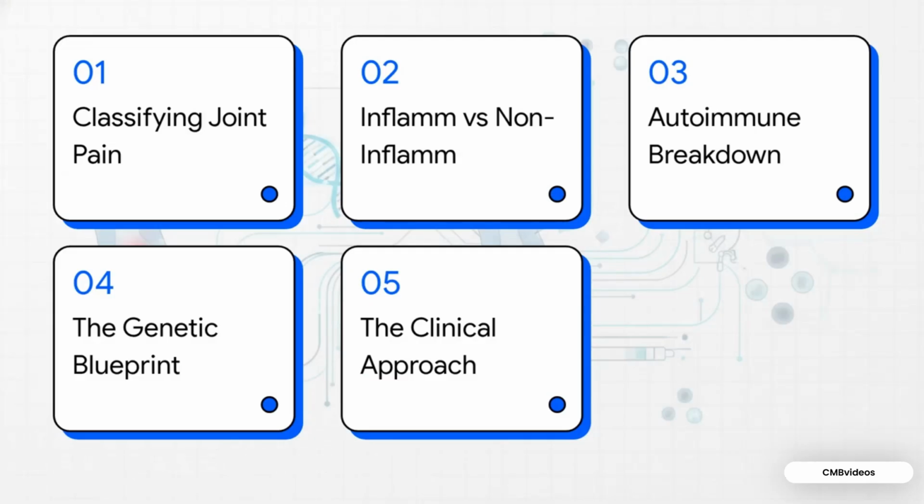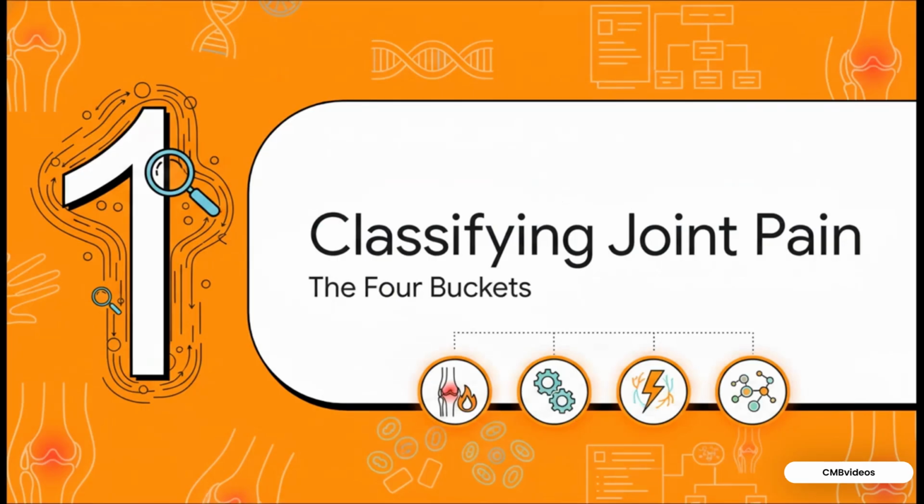Here's our roadmap for today. We'll start by classifying joint pain, distinguish between inflammatory and non-inflammatory causes, break down the autoimmune response, look at the genetic blueprint, and finally wrap up with a clinical approach. All right, let's get into it.